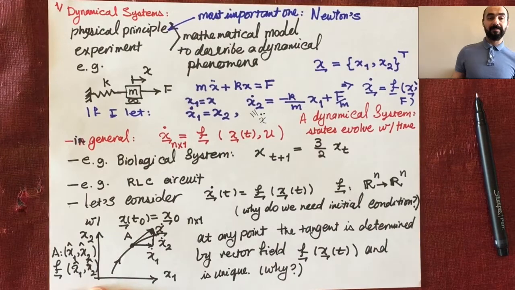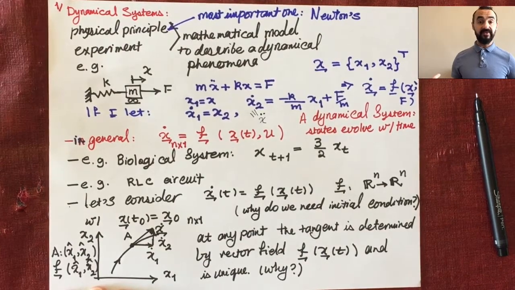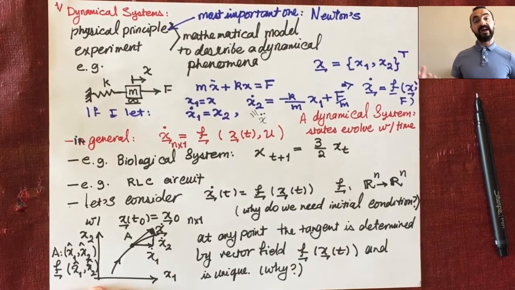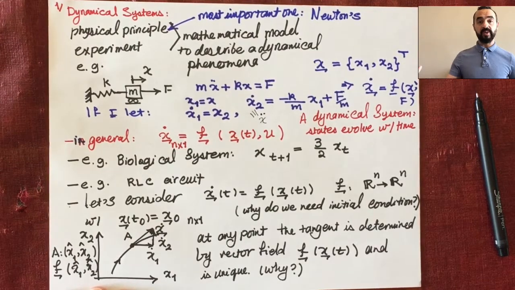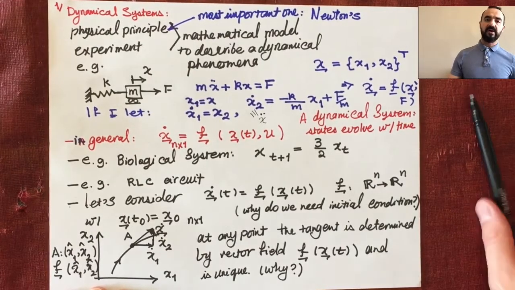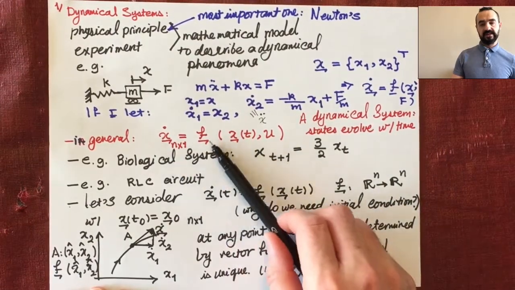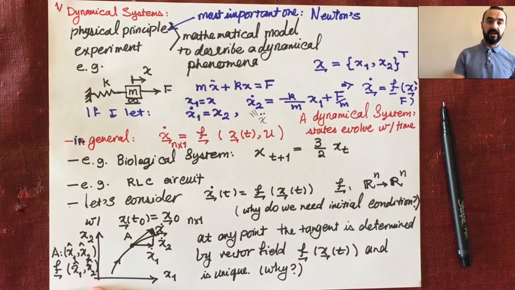For example, if you have an RLC circuit coupled to the motion of a mechanical beam, then you would use Newton's second law as well as Kirchhoff's current law, and then you write down the mathematical equations describing how the states of the system evolve with time, and then you end up having this general form of a dynamical system, x dot, n by 1, equals f of x and t, and u being my, for example, external force, or my input.